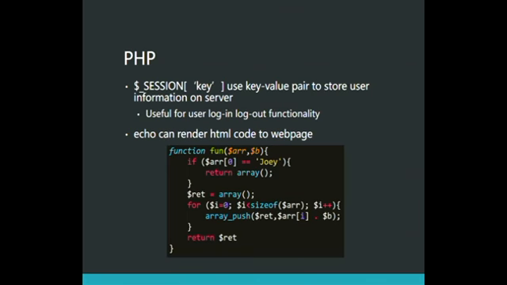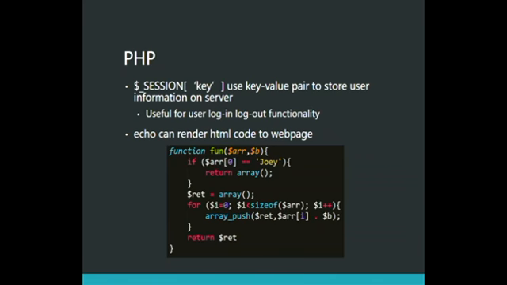so printing elements and contents to the web page. In this example, this is a PHP function which takes 2 parameters. The first one is an array, and the second is just a variable. I'm checking if the first element in the array equals Joey. If it's the case, it returns an empty array.